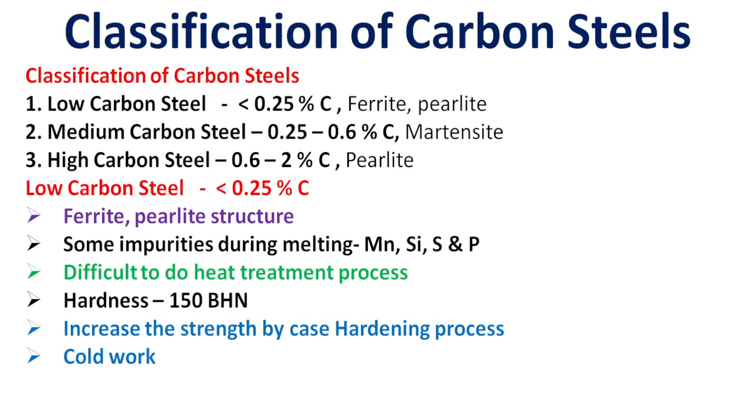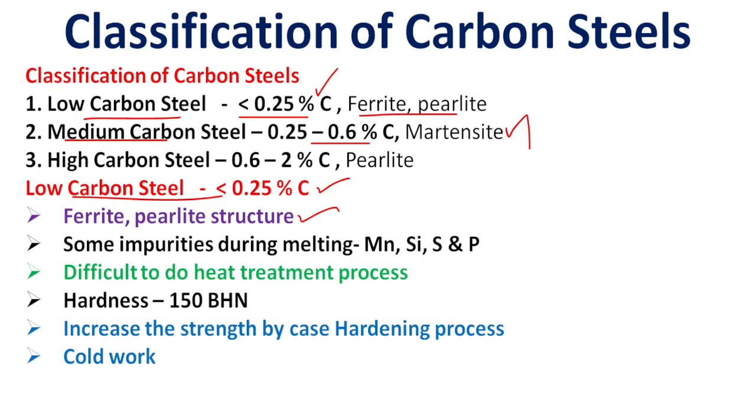Carbon steel is classified into three categories. First is the low carbon steel material, where the carbon content is less than 0.25 percent, with a ferrite and pearlite structure. The medium carbon steel has a carbon percentage of 0.25 up to 0.6 percent, with a martensite nature. In the high carbon steel material, the carbon content is 0.6 to 2 percent, with a pearlitic structure. In the low carbon steel material, the carbon content is less than 0.2 percent, with a ferrite and pearlite structure.